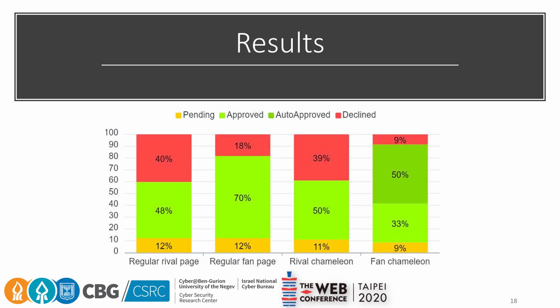This chart shows the statuses we got from the requests we sent to group managers by page type. We can see that rival pages got more declined statuses than fan pages. We also can see that the behavior of chameleons and regulars is very similar. Group managers probably didn't notice a difference between chameleons and regular pages. We were able to get into groups that rejected our request after we changed our page display.